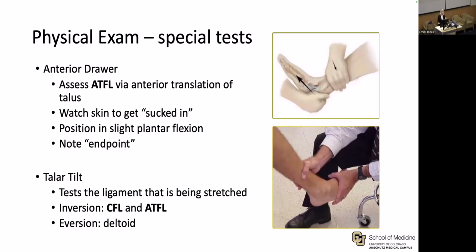And again, I think this is a really hard exam to do because usually there's pain and guarding, but of course, the more you do it, the more experience you get. And then there's the talar tilt, which is basically assessing the deltoid ligament and the CFL, a little bit the ATFL. So when you're everting, at that point, I'm really just assessing for pain. Like, does it hurt when I evert the ankle? That might indicate a deltoid injury, and vice versa if it hurts with inversion, CFL and/or ATFL.